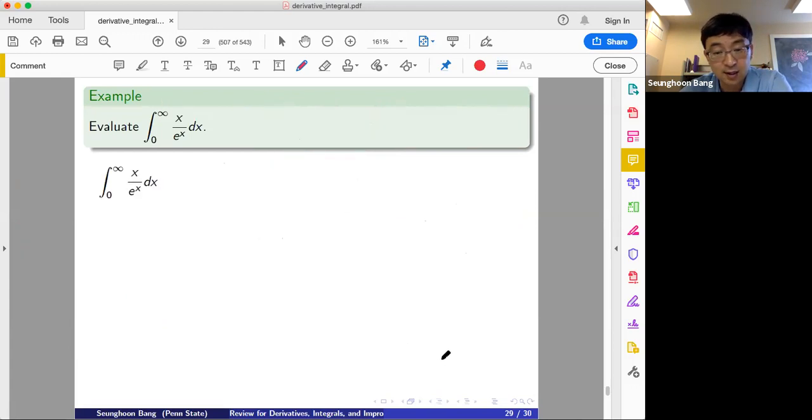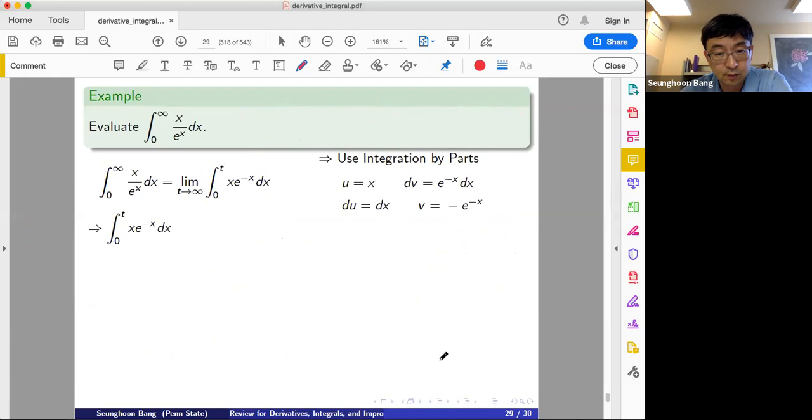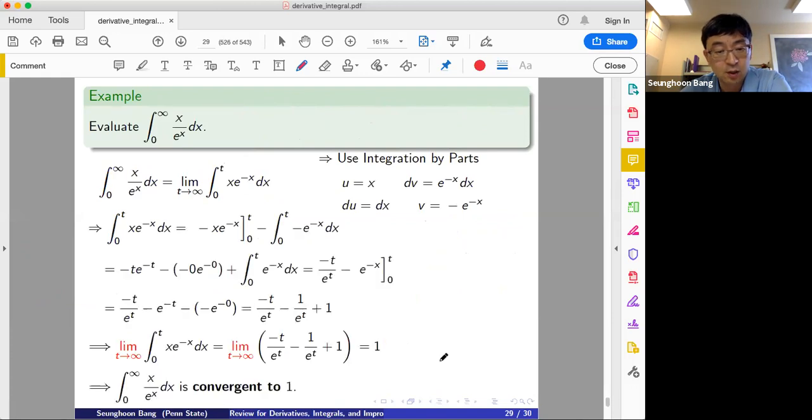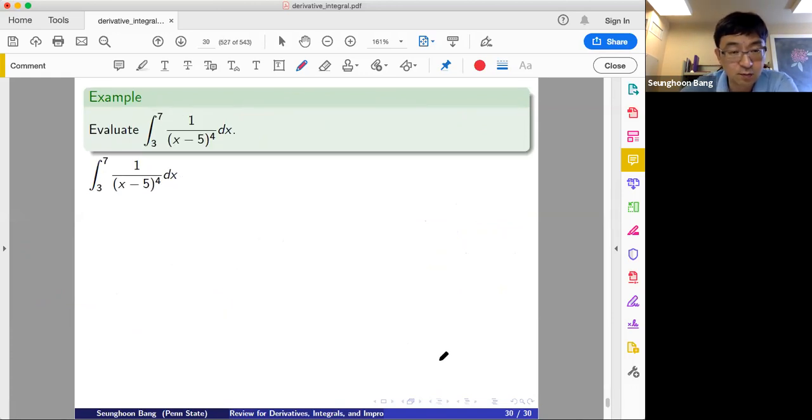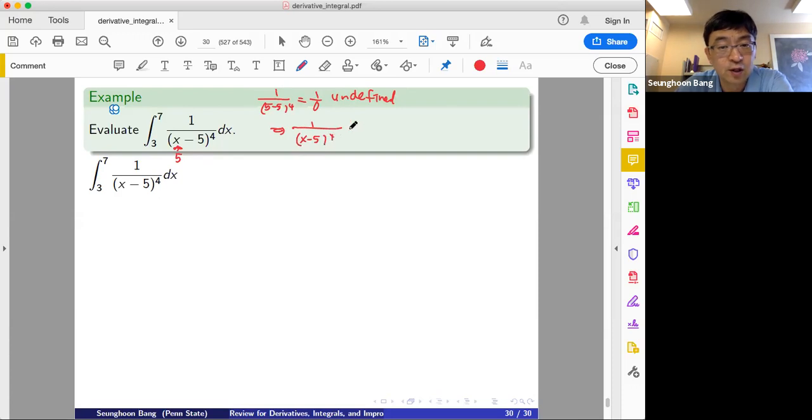Next, the last example. Here, the last example is this one. How can you solve this problem? You can plug 5 into x, exactly 1 over 5 minus 5 to the power 4, which is 1 over 0, undefined. Undefined, what does it mean? The function 1 over (x minus 5) to the 4 is discontinuous at 5.